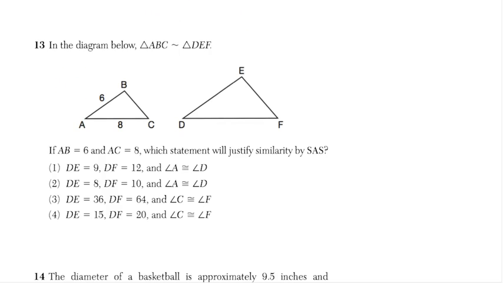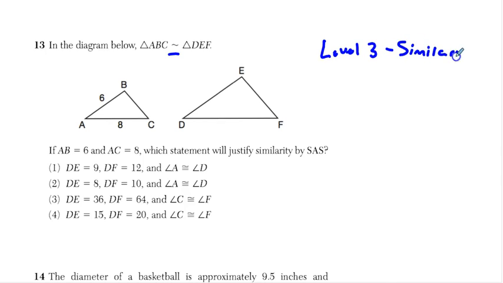We'll be going through questions 13 through 18. So this 13th question says triangle ABC is similar to triangle DEF. If AB is 6 and AC is 8, as pictured here, which statement will justify similarity by side angle side? So obviously this is from level 3, where we learned about similarity.